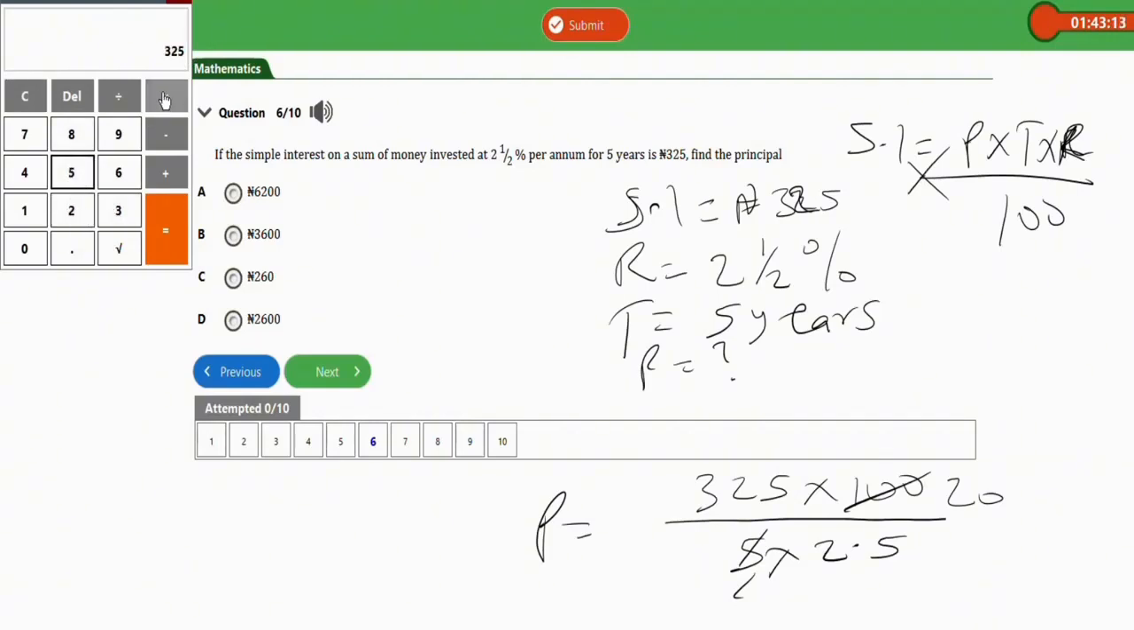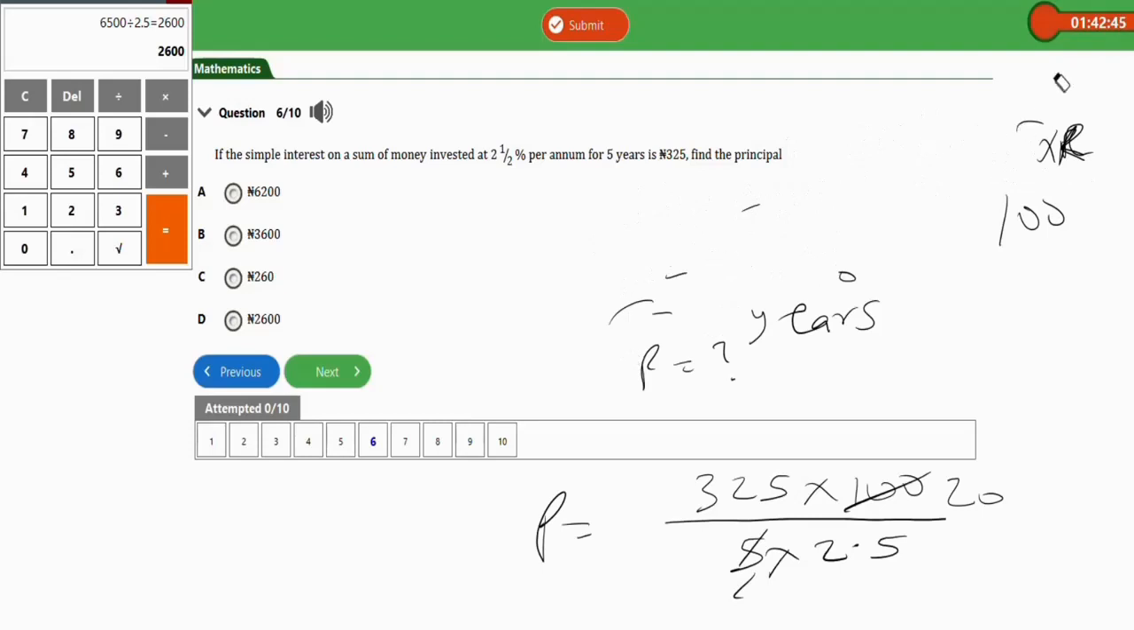So you're going to have 325 times 20, divide 2.5. We have it to be 2,600 naira. So that will be the principal. The correct option is option D. So it's as simple as this, guys. Making progress. Let's wipe this and solve the next question.